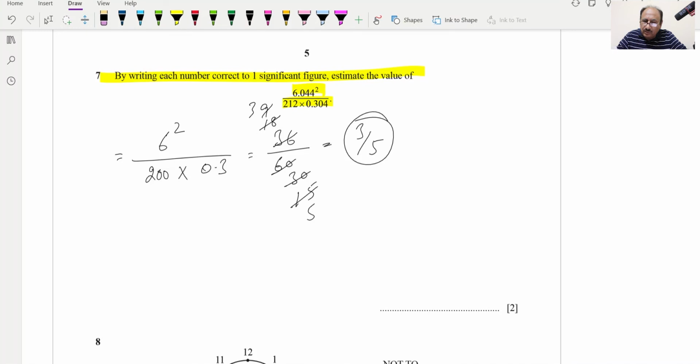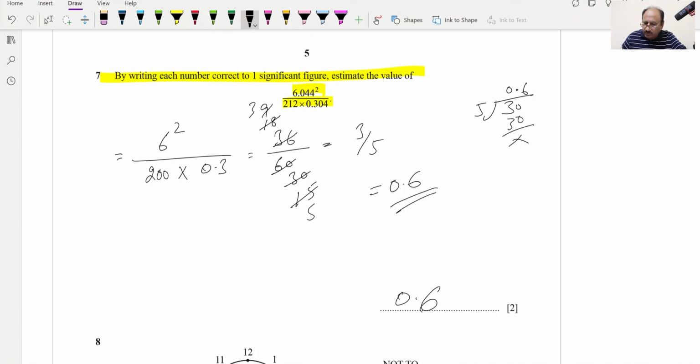Now we have to divide 3 by 5 like this. So 0 and the decimal will be here, and 5 6s are 30, so it will be 0.6. This will be our final answer, and we can write 0.6.